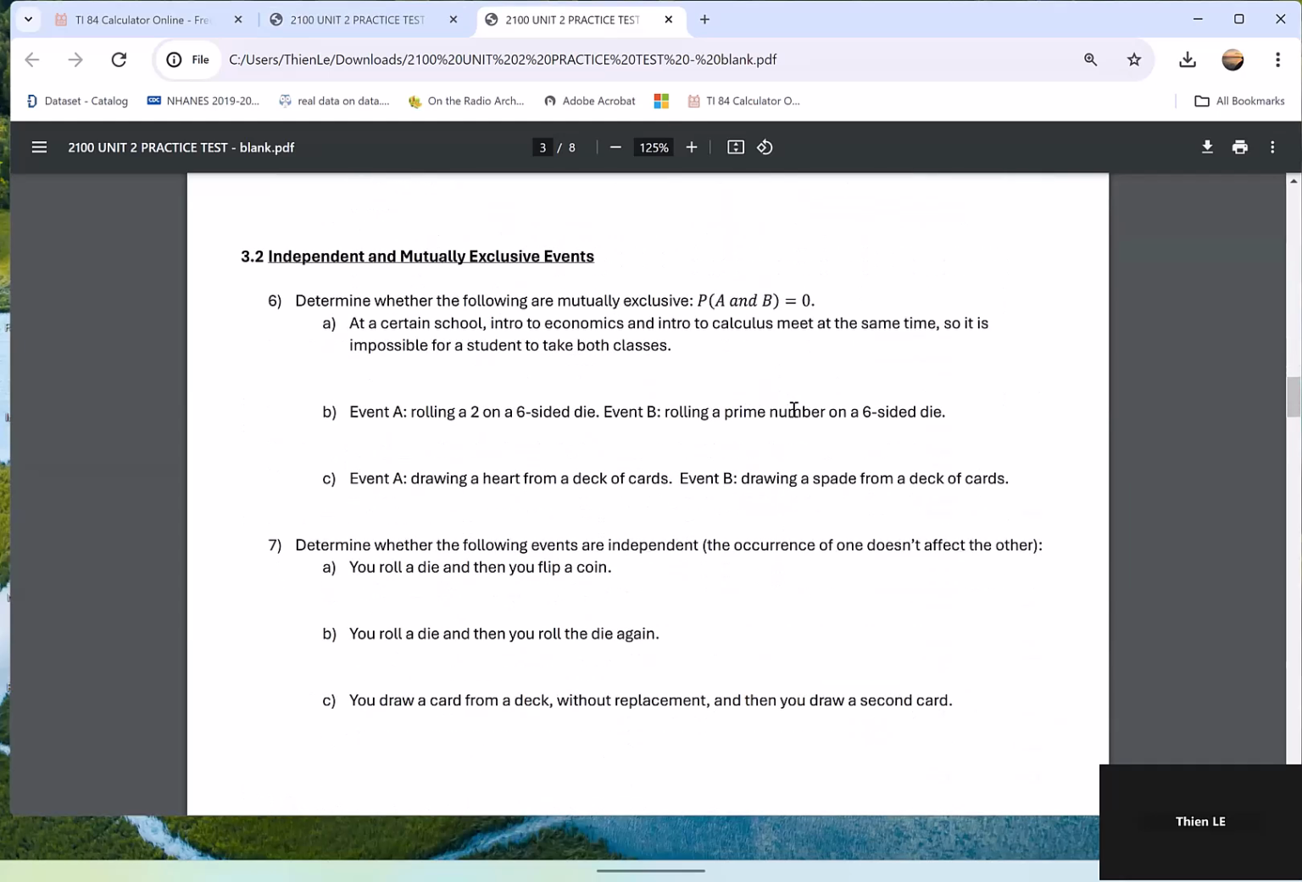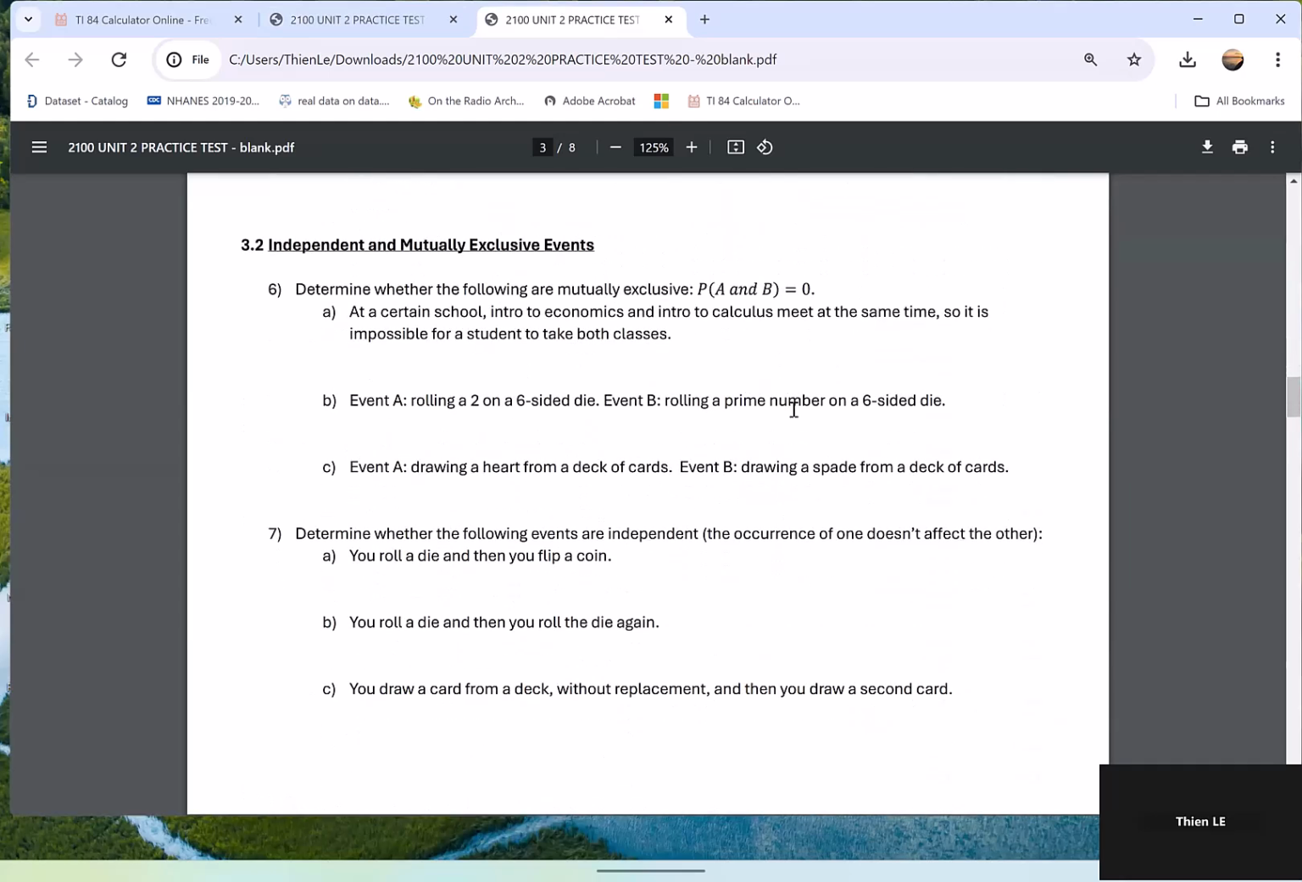Okay, so now determine independent and mutually exclusive events. Determine whether the following are mutually exclusive. Which means P(A and B) equals 0. A and B have nothing overlapping, right, if you look at the Venn diagram.